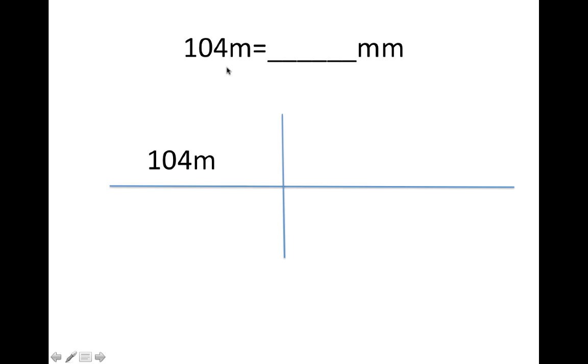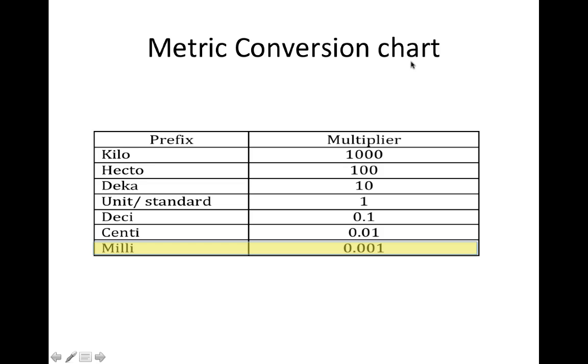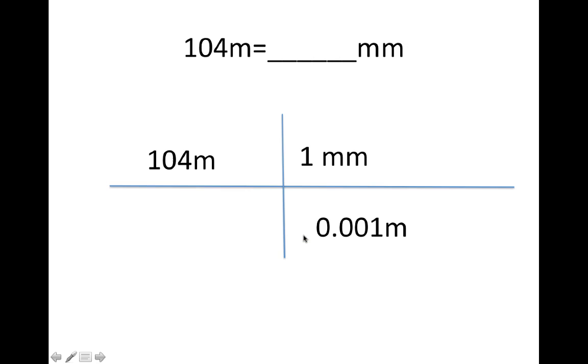Next, we need to figure out how many meters are in 1 millimeter. So looking back at our metric conversion chart from last week, there are 1/100th of a meter per 1 millimeter. So going back to our T-chart, there are 1/100th of a meter per 1 millimeter. The reason we put this inverted like this is so that our meters here will cross out and we'll be left with our units of meters.